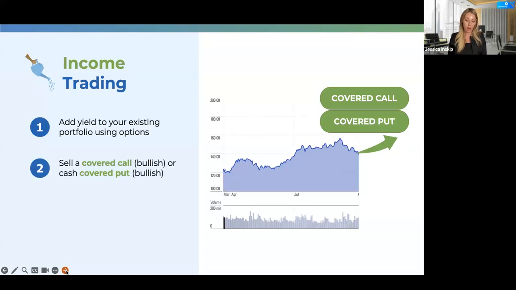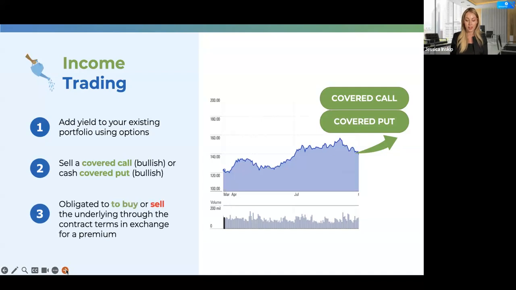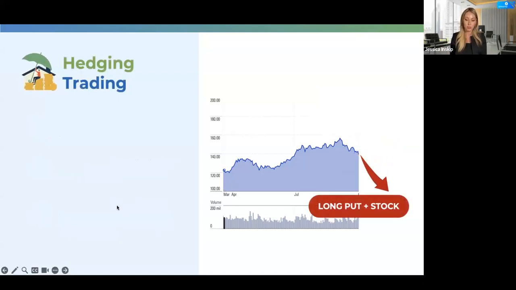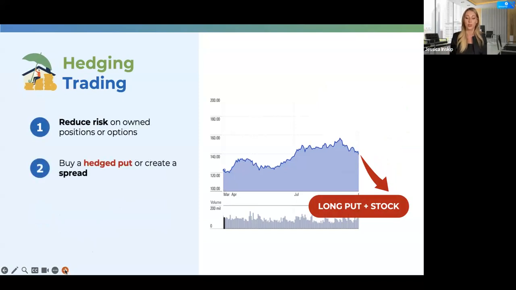You sell a covered call or a cash secured put if you do not own the stock, and you're obligated to buy or sell the underlying with those options contracts because you're taking the sell side. So you have the obligation side. And hedging just means that I'm protecting against those downturns. We talked about that. You want to reduce your risk on a position that you have, and it protects profits and reduces risk for a specified period of time.